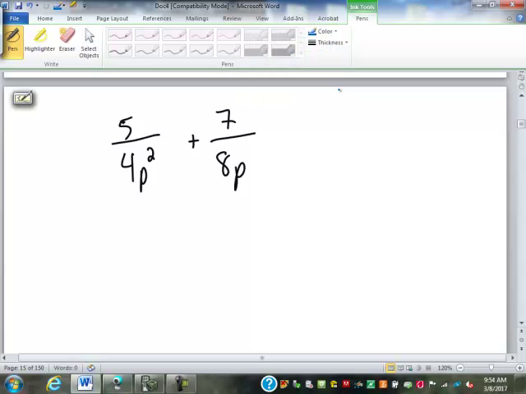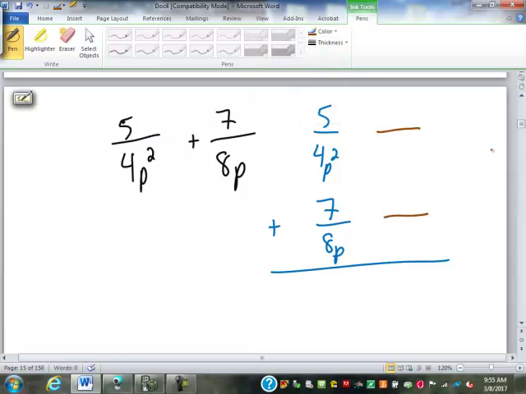So what if we have something like this? 5 over 4p squared plus 7 over 8p. Okay, so this is going to have to be 8p squared as our common denominator. So this had to be multiplied by 2, so 5 times 2 will be 10. And this just has to be multiplied by p. 8p times p, this is the 8p squared, so 7 times p is 7p.